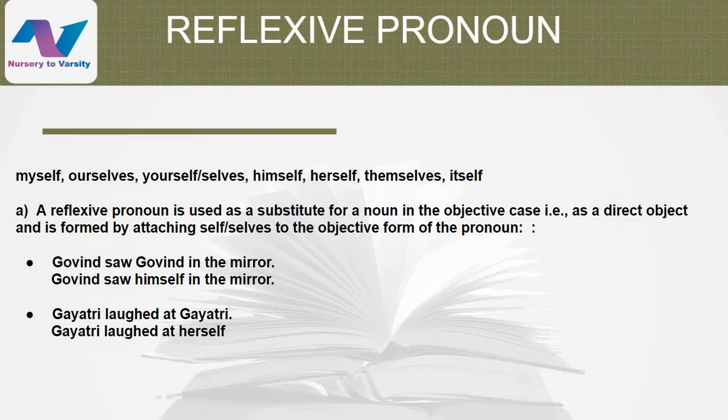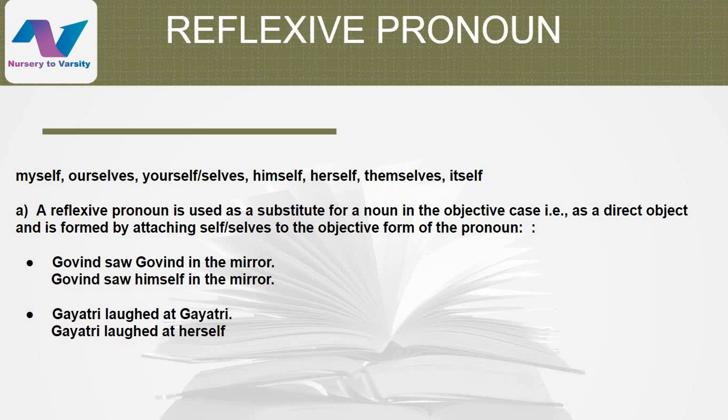Now, moving on to the next, that is reflexive pronoun. A reflexive pronoun is used as a substitute for a noun in the objective case. Here, we use myself, ourselves, yourself, yourselves, himself, themselves. So, as you can see, the direct object with self and selves attached is used in the objective form of the pronoun. For example, Govind saw Govind in the mirror. Definitely, this is not an accurate sentence. So, I will mark the second Govind and replace that with the pronoun himself. Now, the sentence will be Govind saw himself in the mirror.